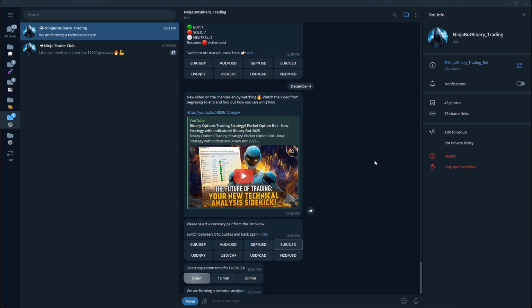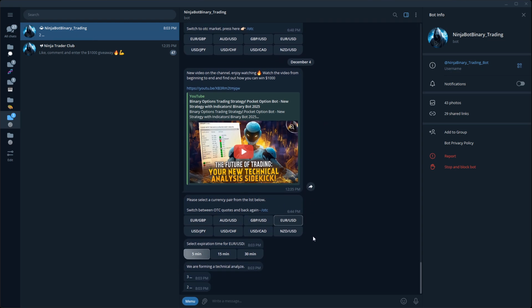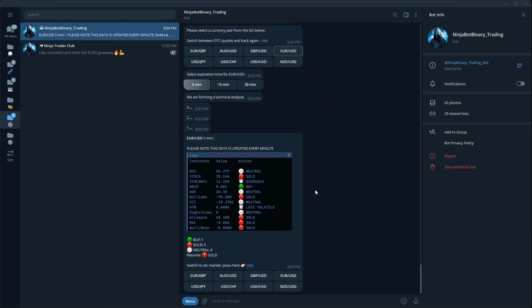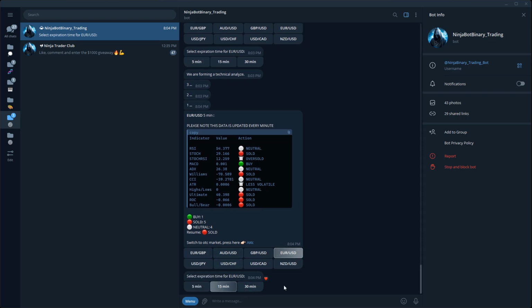Let me say this up front, my bot is not a get-rich-quick button. It's a powerful tool that will help you analyze the market, provide real-time insights on indicators, and give entry recommendations. But if you truly want to make money using it, you'll need to put in the effort too.